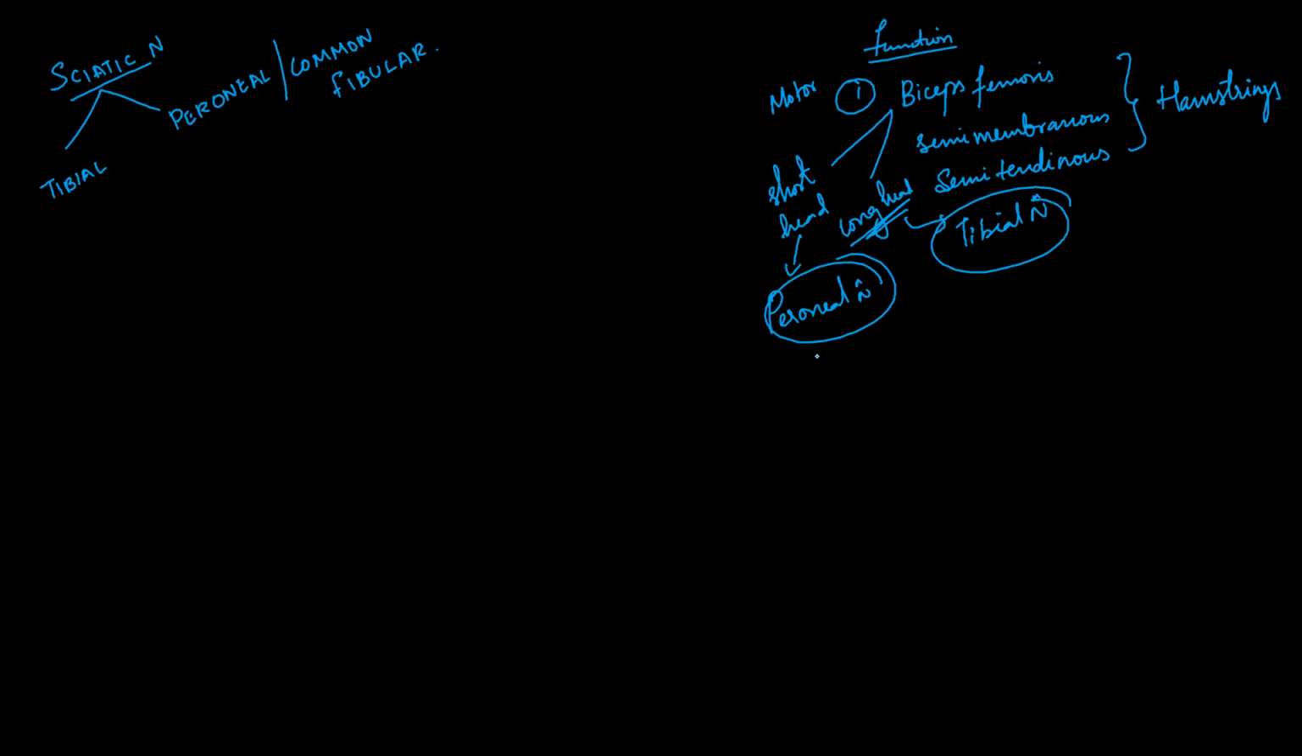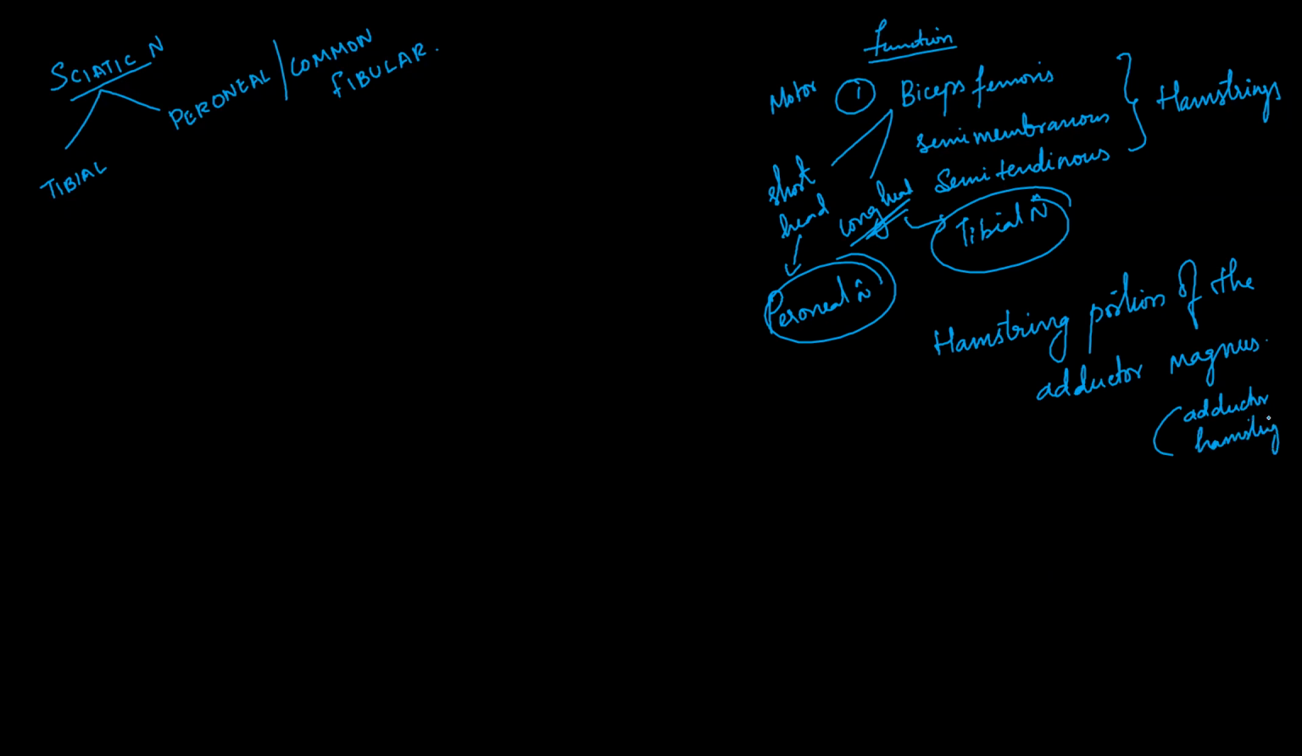And the other muscle is the hamstring portion of the adductor magnus. This adductor magnus is a large muscle. It has two portions. One is the adductor portion and another one is the hamstring portion. The adductor portion is supplied by the obturator nerve. This one is supplied by the sciatic nerve.